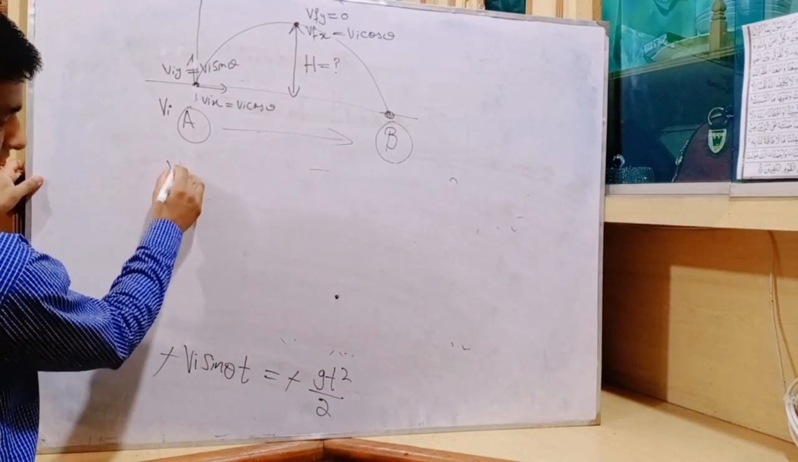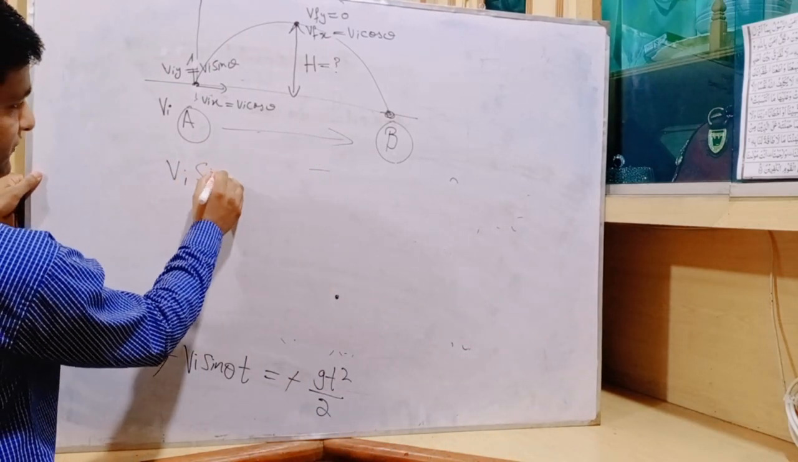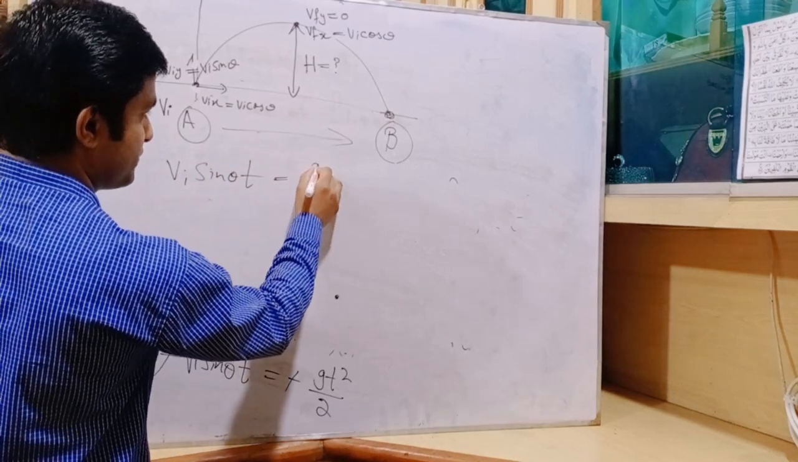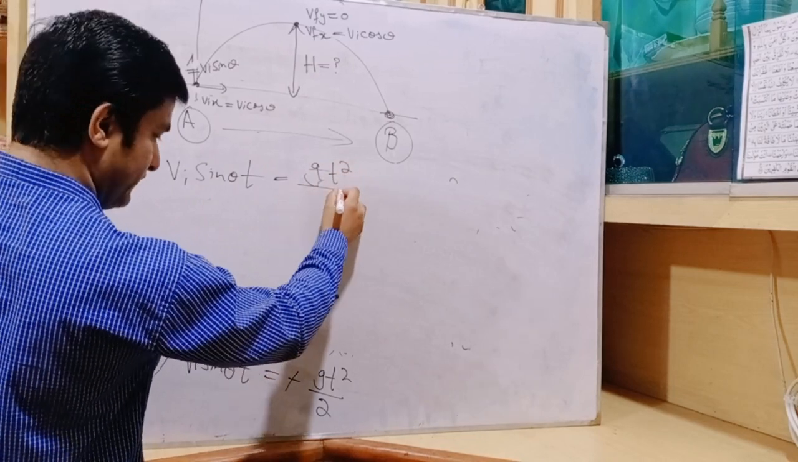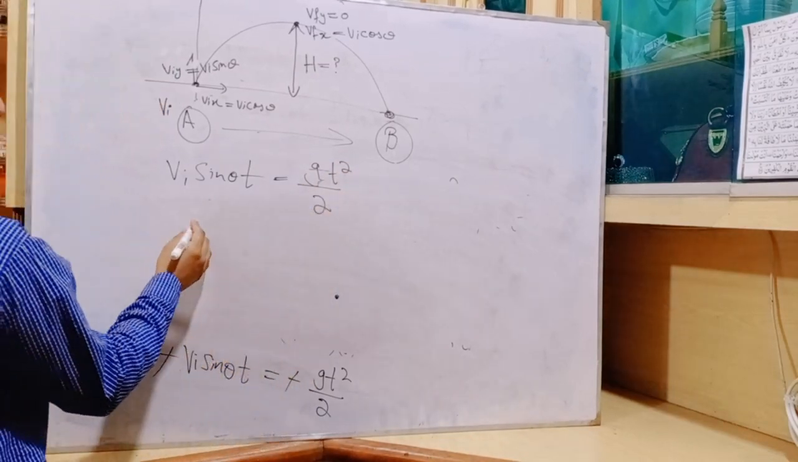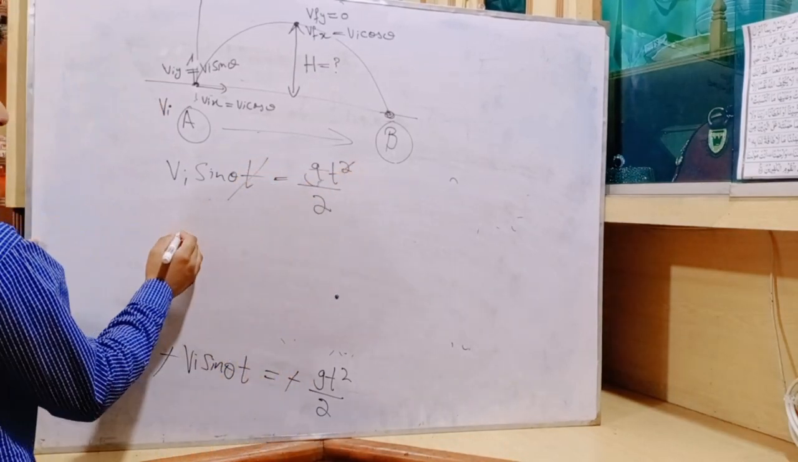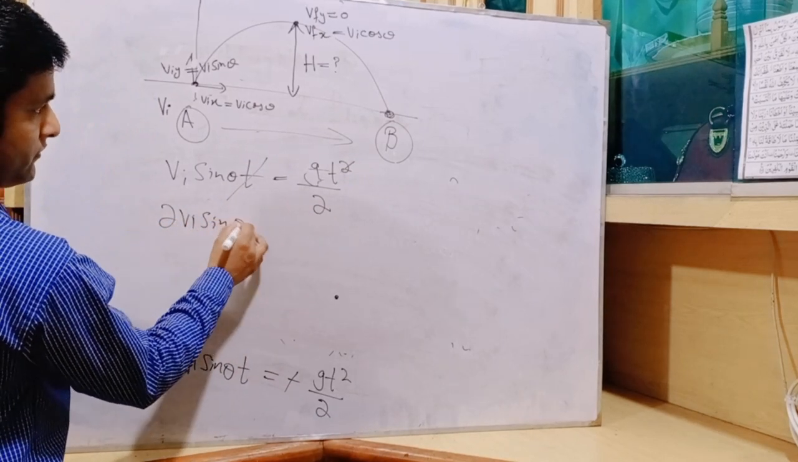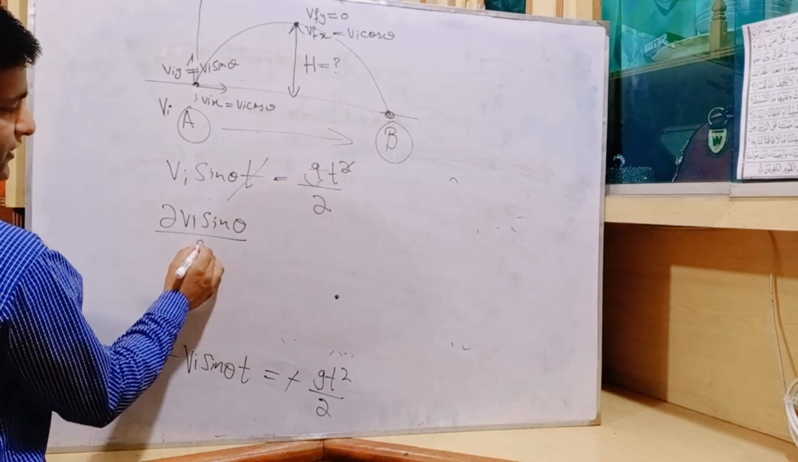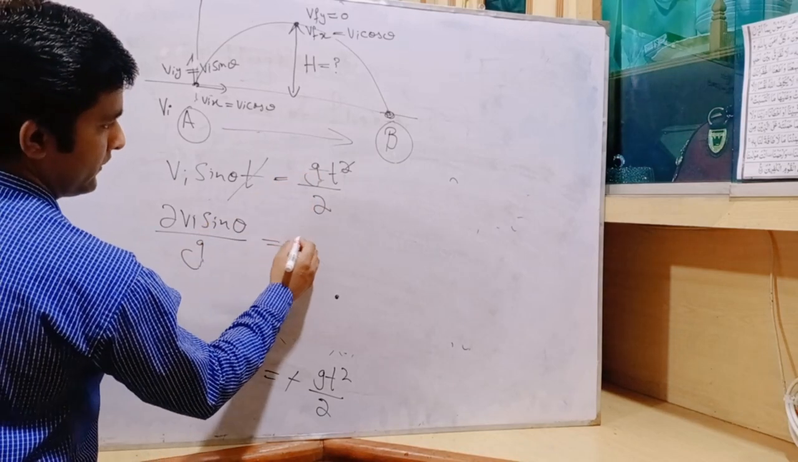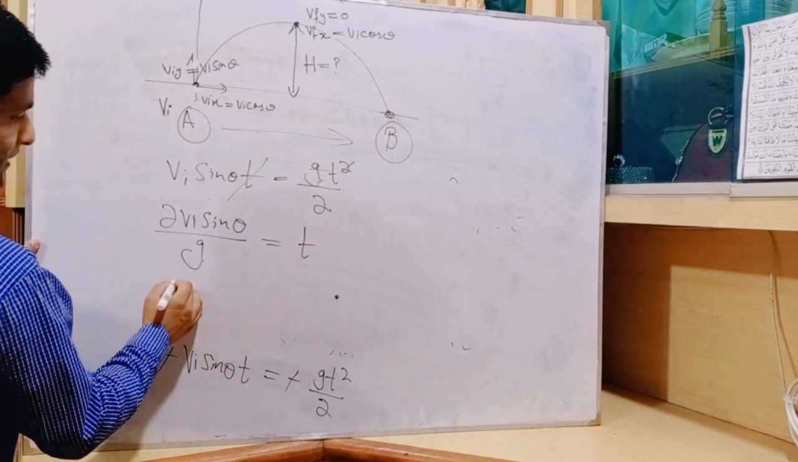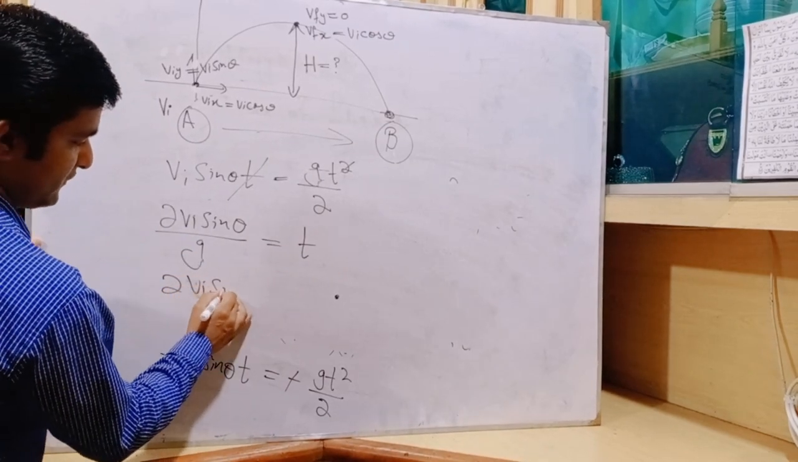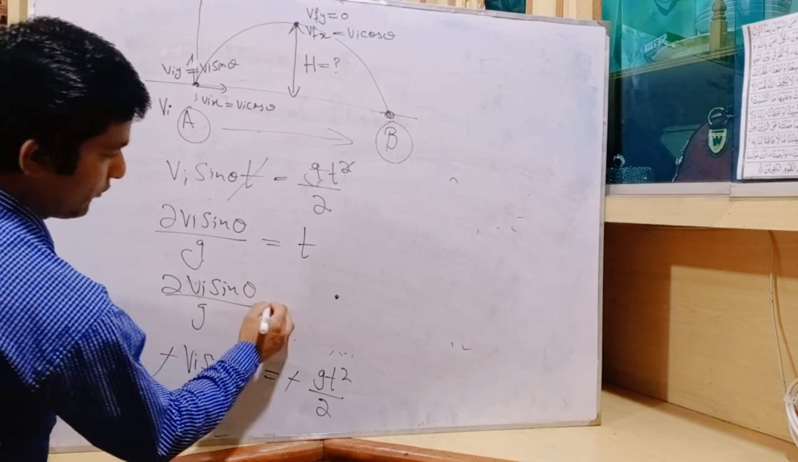And we'll write Vi sine theta t is equal to g t square divided by 2. So this t will be cancelled from here and this 2 will come over here, 2 Vi sine theta. This g will come over here down and will be t. And this 2 Vi sine theta over g is equal to capital T.